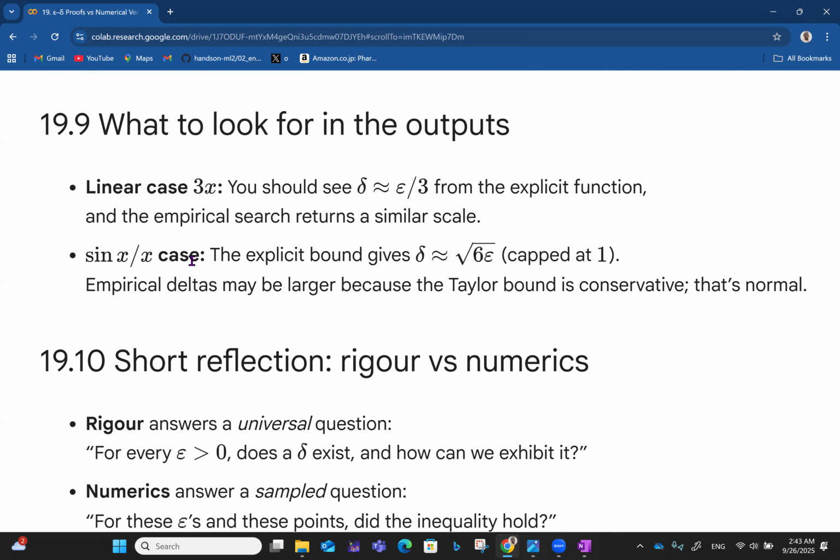Then for the sine x over x case, the explicit bound gives delta, which is approximately square root of 6 epsilon, which is capped at 1. So it is the minimum between 1 and that value. If this one shoots over 1, then we take 1, because it is capped at 1. Empirical deltas may be larger because the Taylor bound is conservative, and that is normal.